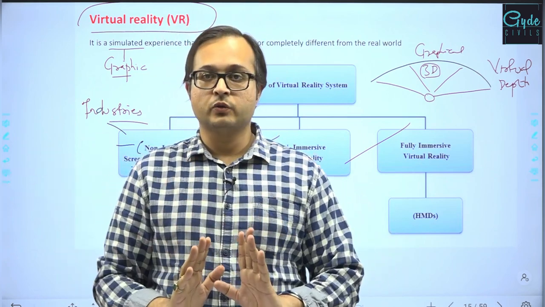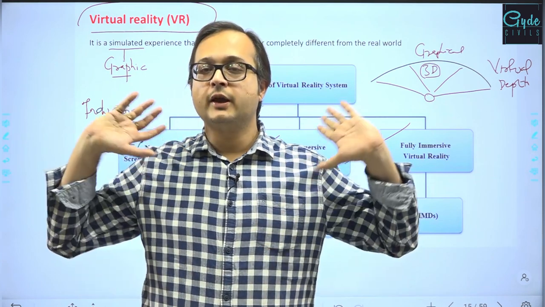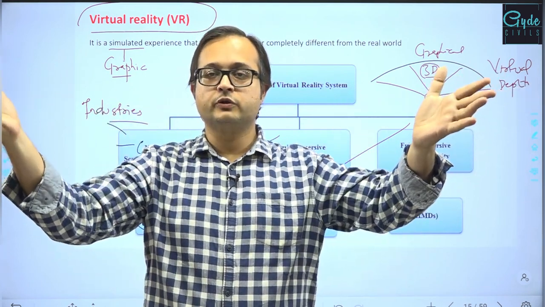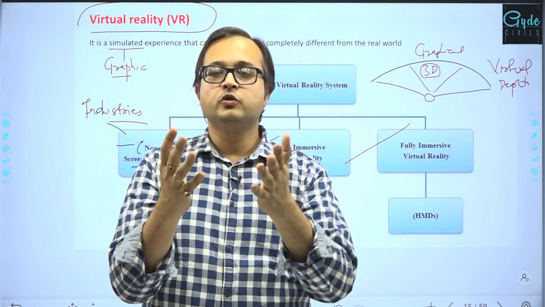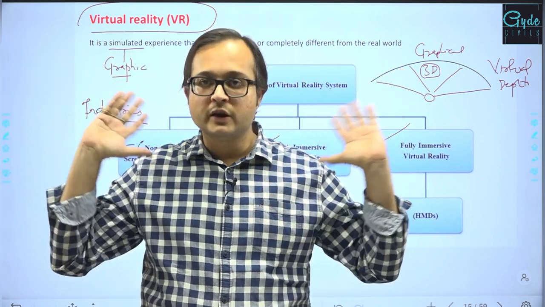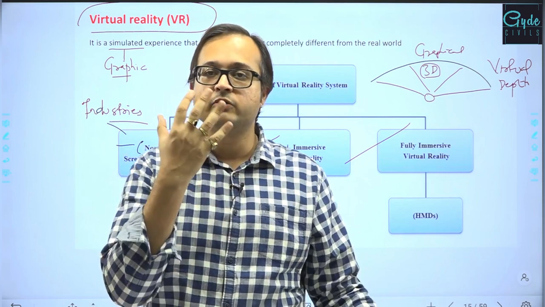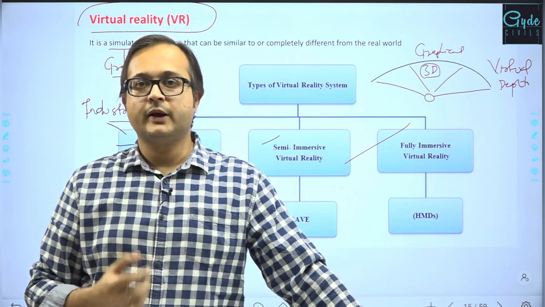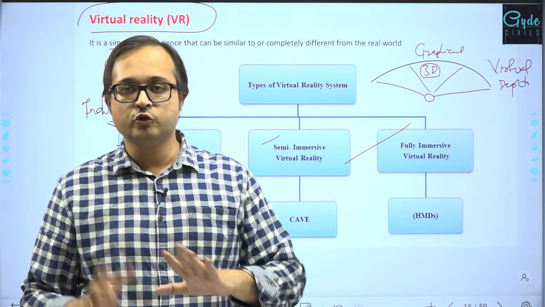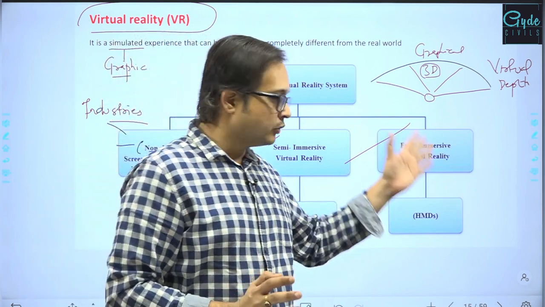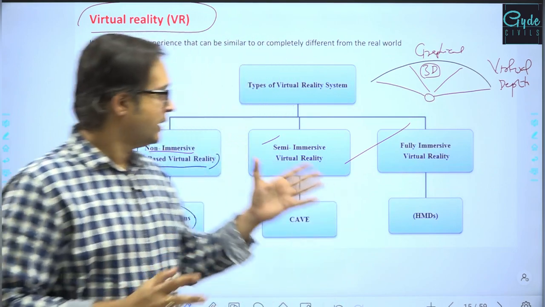Just as an observer only, but there is no feeling of anything surrounding us. The only feeling of the surrounding is generated by the graphics only. We do not perceive the real world surrounding. We only perceive the graphical surrounding, right? That becomes fully immersive or immersive virtual reality. The user is completely immersed. So fully immersive, user is completely immersed.